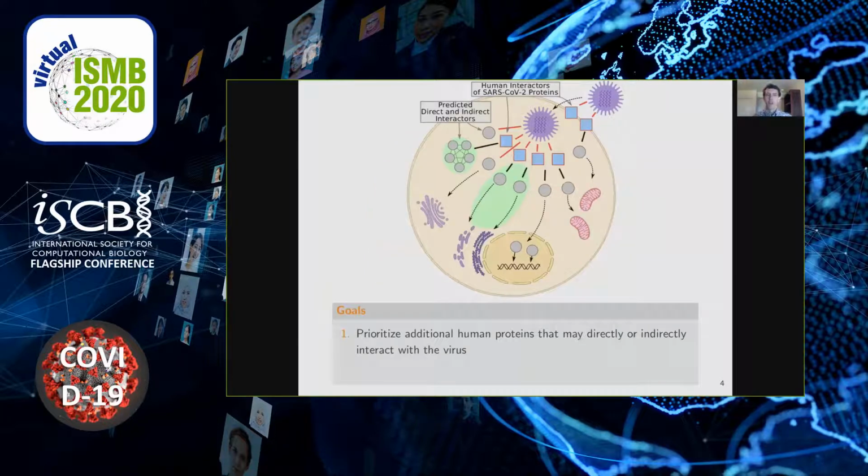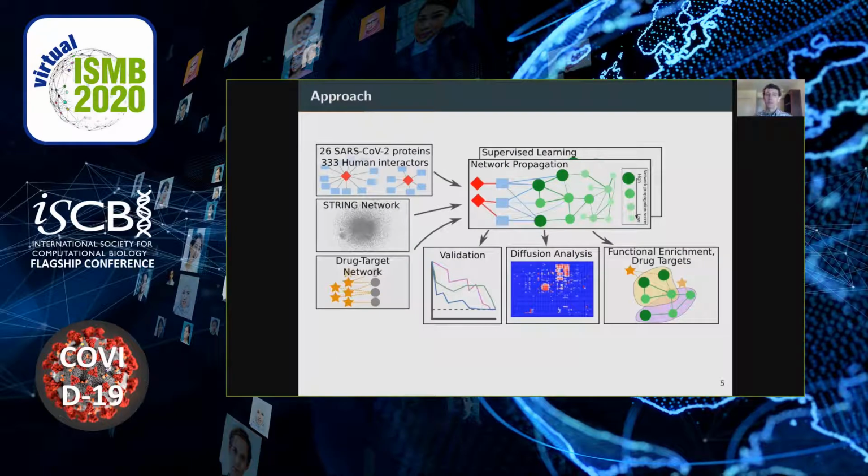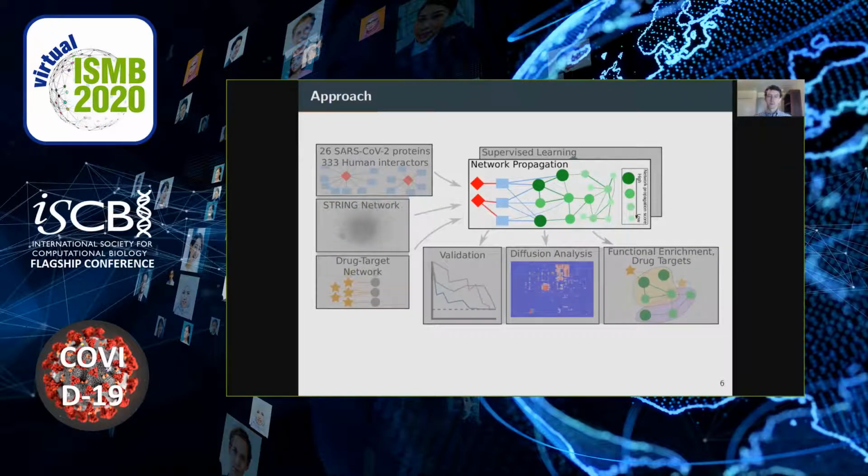Thus, our goals are to first prioritize additional human proteins that may directly or indirectly interact with the virus, and second, to identify drug targets among these proteins. Our approach is to perform network propagation on a protein functional interaction network using the human interactors of the virus as starting points. We then validate our approach and analyze our predictions. First, I'll describe our approach.